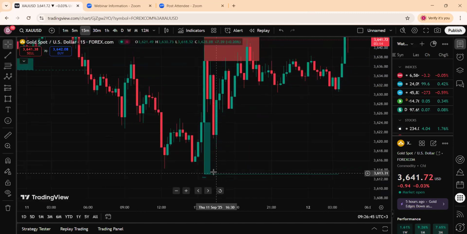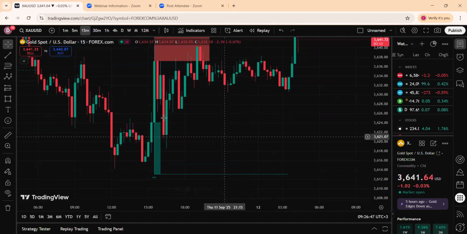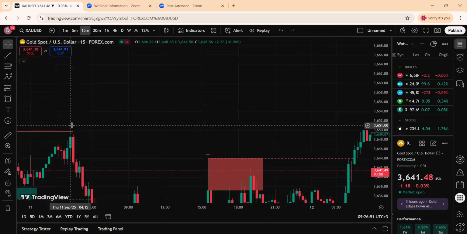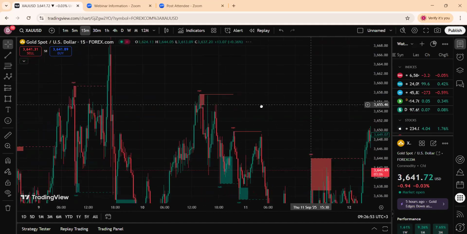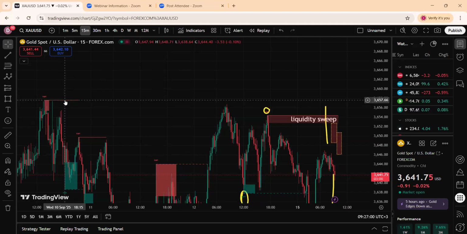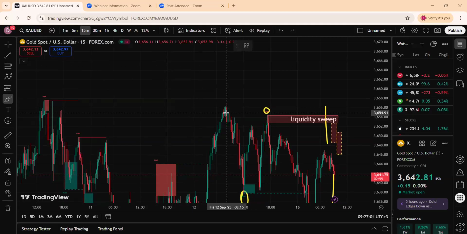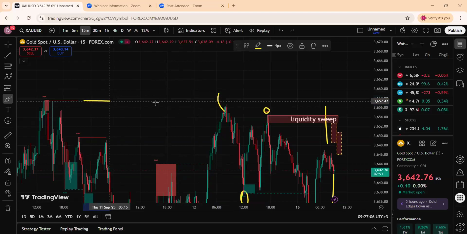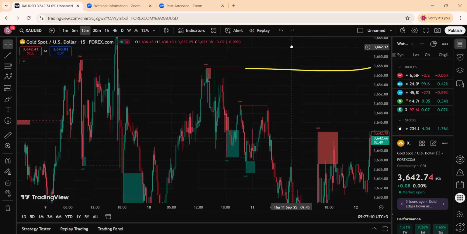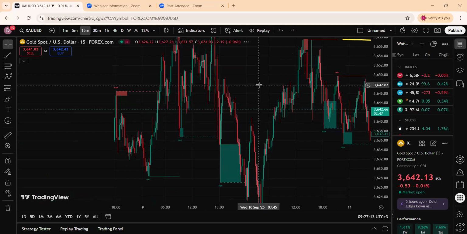You can see this one here has not yet been swept. It's not dotted. This one was swept when the market went above this area, so this one is already swept. This one is not yet swept because the market has not gone past this area. The color of the candle doesn't matter in those zones.